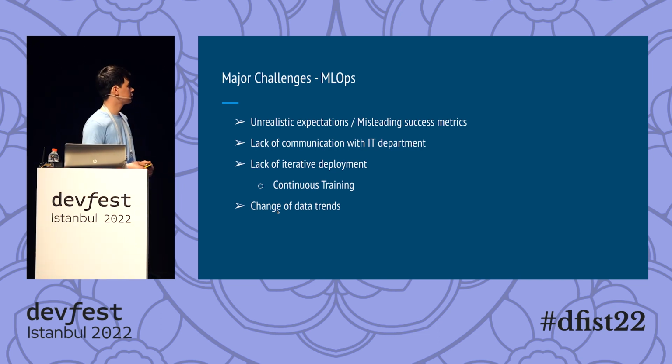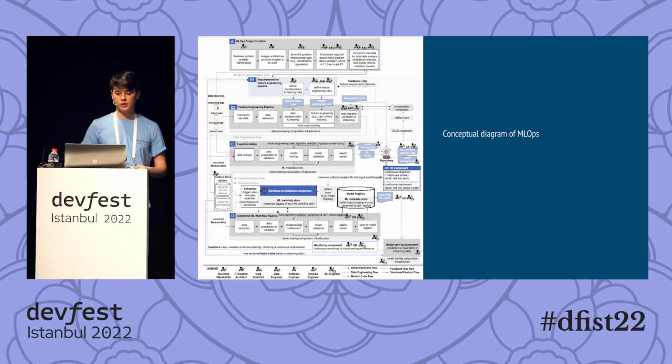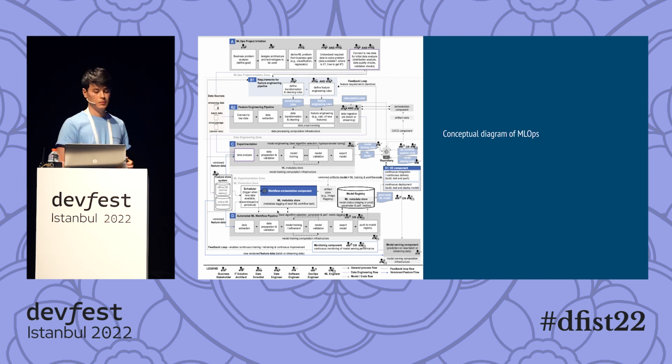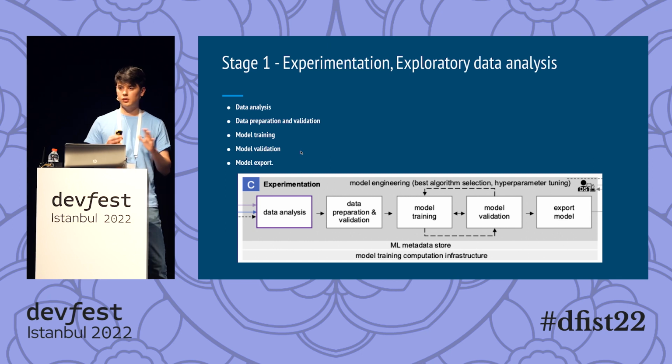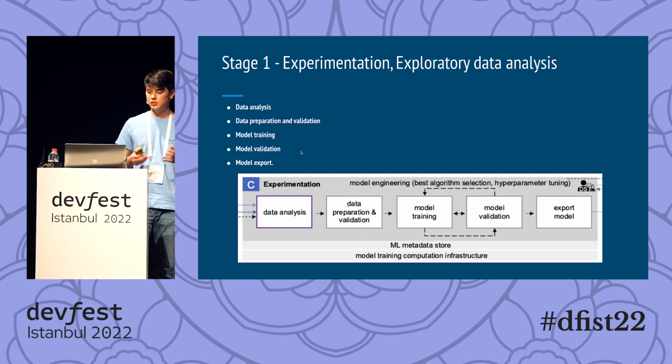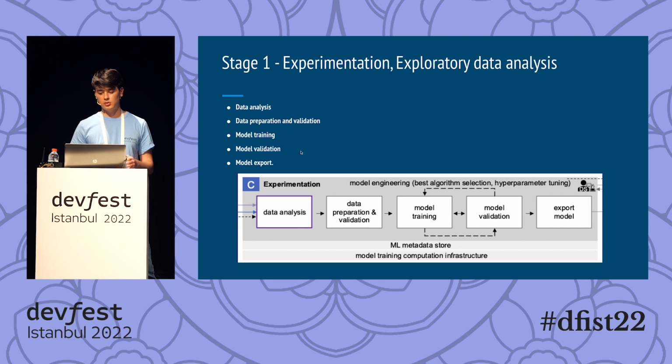Next, the conceptual diagram of MLOps. If you look at this for the first time, it might be confusing, but I will be talking about all the steps separately. Stage 1, experimentation, exploratory data analysis. As any machine learning project starts, it starts from exploratory data analysis, or EDA. In this stage, the machine learning engineer or data scientist gets the data and analyzes it with their tools.